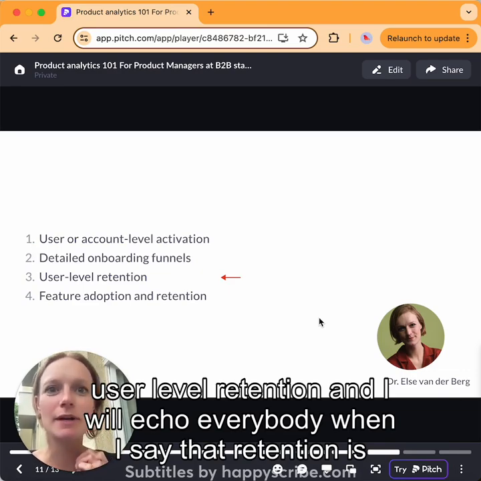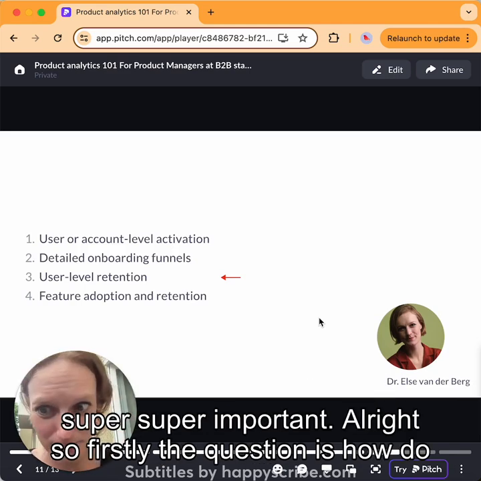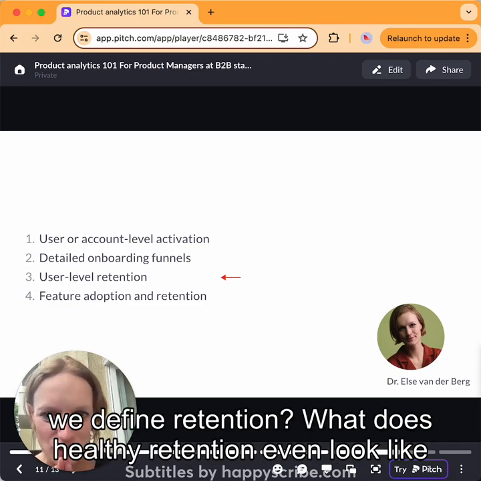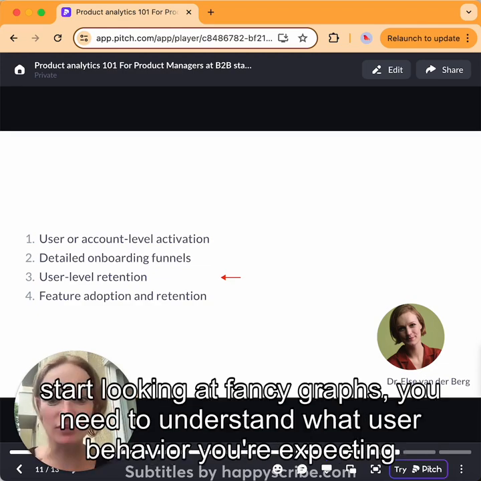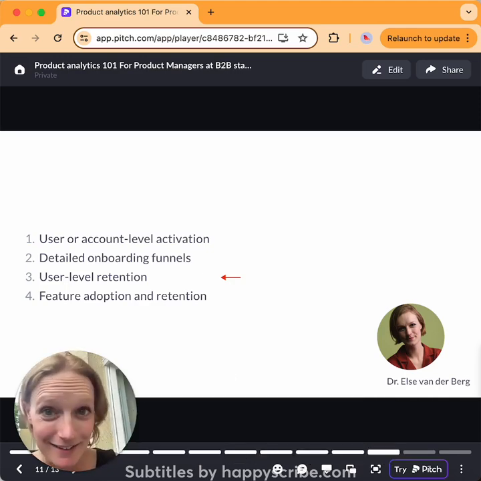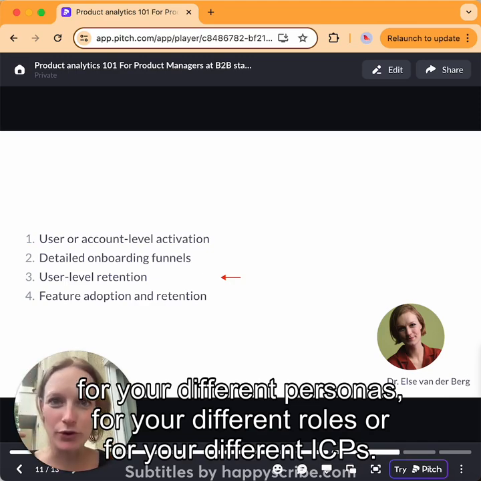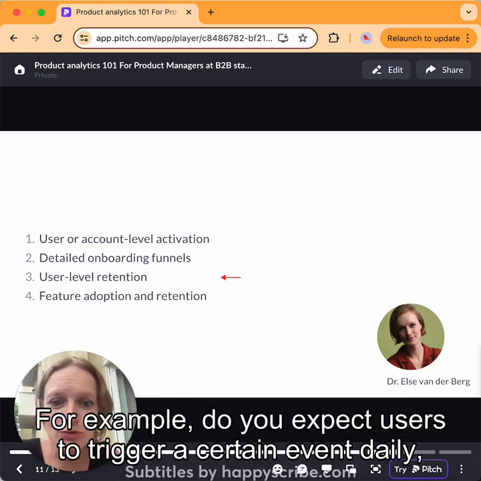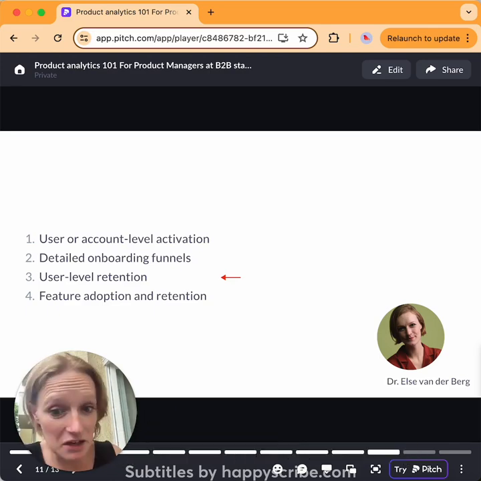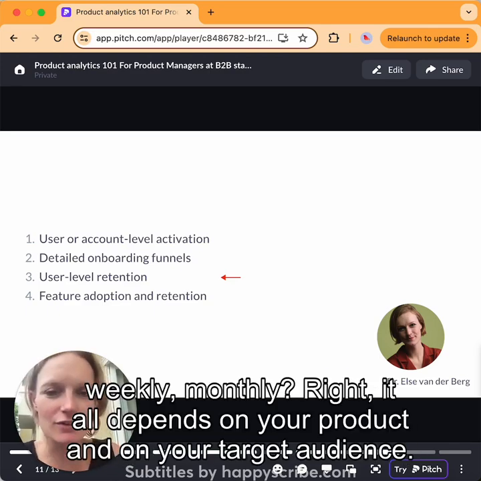And I will echo everybody when I say that retention is super important. All right, so firstly, the question is, how do we define retention? What does healthy retention even look like for our product? So before you start analyzing your retention rates or start looking at fancy graphs, you need to understand what user behavior you're expecting for your different personas, for your different roles, or for your different ICPs. For example, do you expect users to trigger a certain event daily, weekly, monthly, right? It all depends on your product and on your target audience.